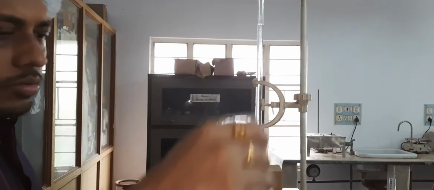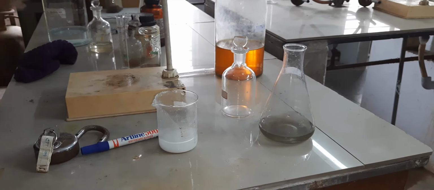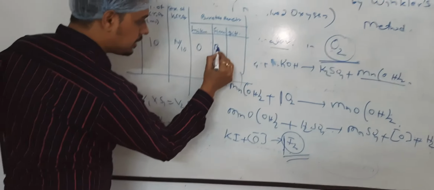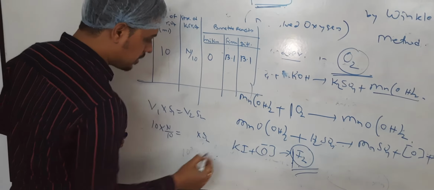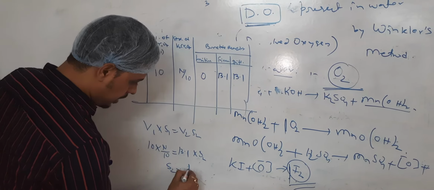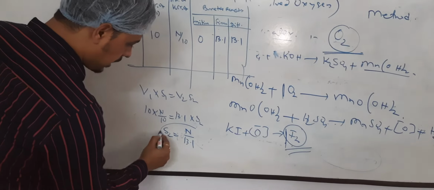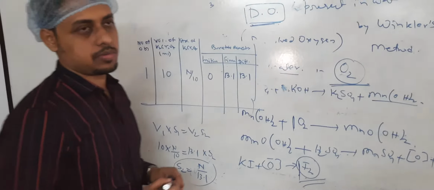Hope it is done now. There is no blue color, only a trace of green color, that is due to the presence of chromium. Our reading is 13.1. So final reading is 13.1, difference is 13.1, here also put 13.1. S2 will be N by 13.1. So this is the concentration of sodium thiosulfate.